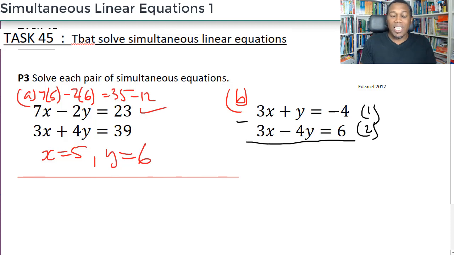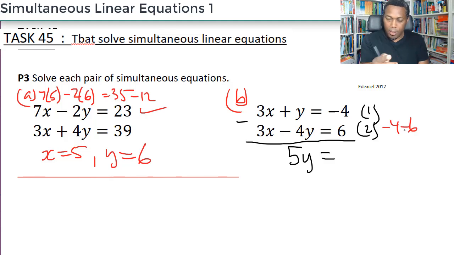I just have 3x take away 3x, and 3x take away 3x is nothing. And then y, and this is where you have to be careful. A minus and a minus makes a plus. So y minus minus 4y is y plus 4y, giving you 5y. And then minus 4 minus 6. Now we have to work out minus 4 minus 6, and that's going down on the number line. It's not a negative and a negative making a positive, which a lot of people do.